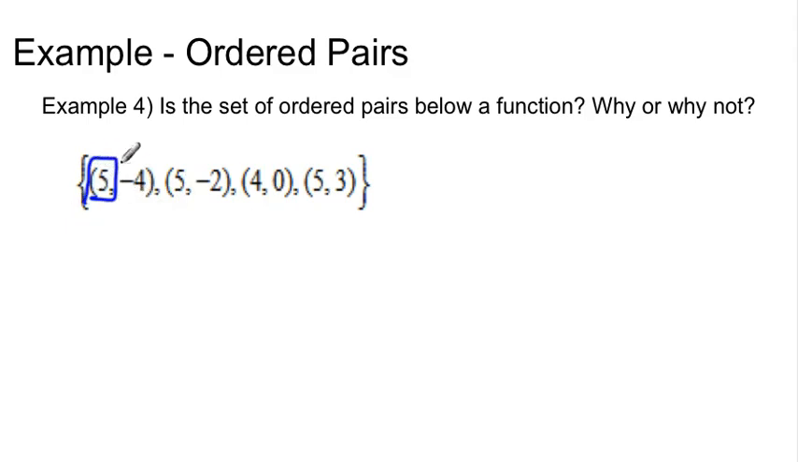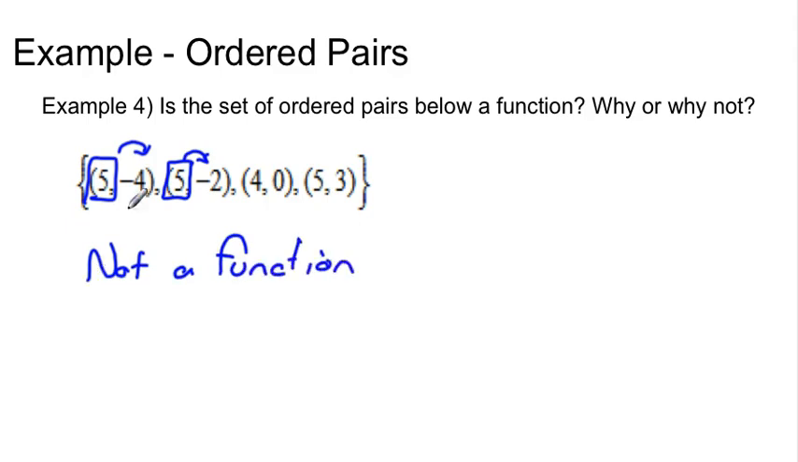So our domain value is 5, and it connects with -4. So I'm going to go searching through this and see if there are any other 5s that connect to a different number. Oh, there's a 5, and it connects to a -2. So I have one value for the domain that's connecting to 2 different values for the range. So this one is not a function because I have one domain value that has more than one range value. So for a set of ordered pairs, what we're actually doing is looking for any repeats in the domain.